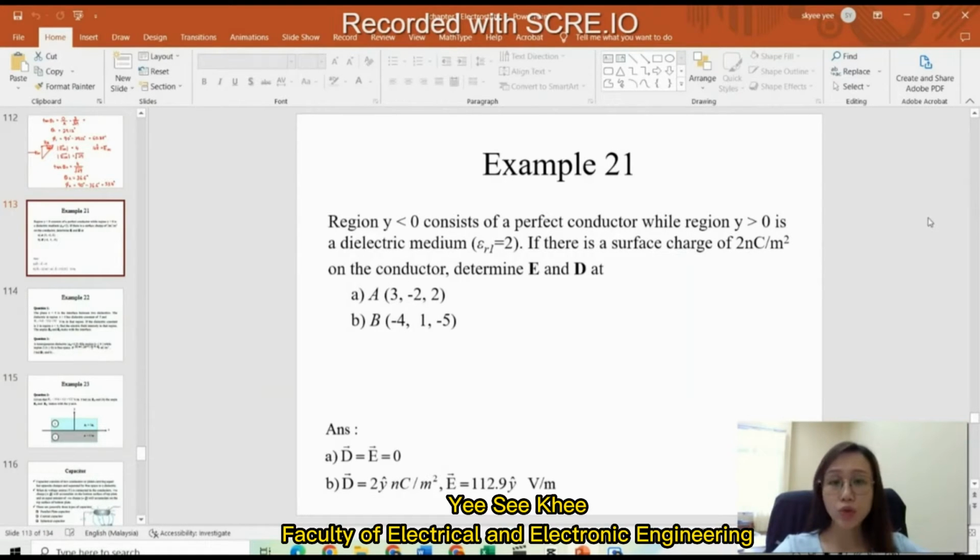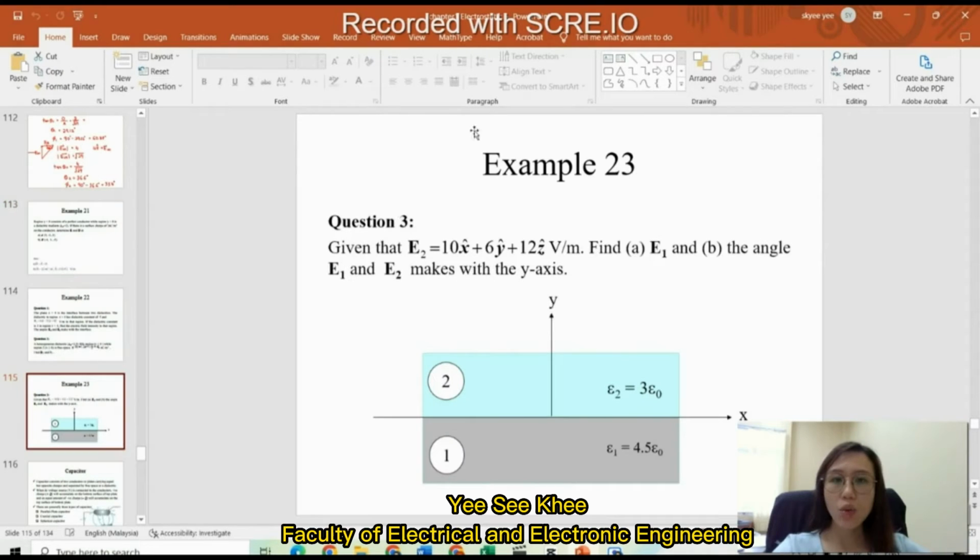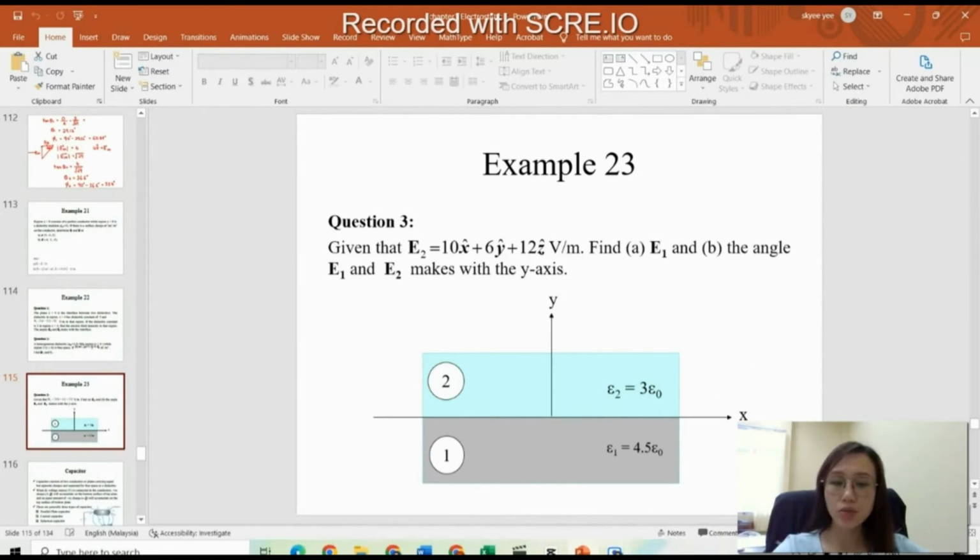Today we are going to try a few questions related to the boundary conditions. You can find this question in the PowerPoint slide. For this question, I want you to try it yourself and submit it as assignment 2 in the author. Okay, so let's begin now.